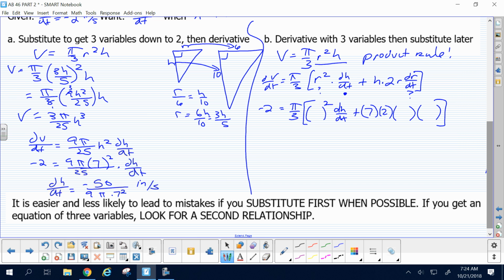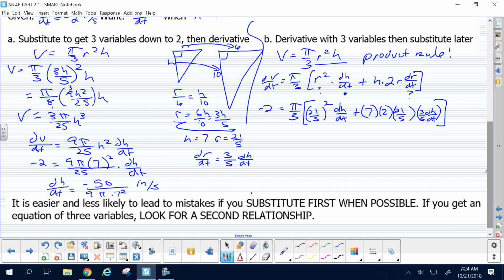Well, any way you look at it, you're going to have to use that similar triangle relationship, and this time you're just going to use it later. Now, by that same idea, r is 3/5 of h. You can get both facts. When h is 7, r is 21 over 5. If I put 7 in for h, I get that r is 21 over 5. Likewise, if I were to differentiate this equation with respect to time, dr/dt is 3/5 dH/dt. That can go in for dr/dt, 3/5 dH/dt.